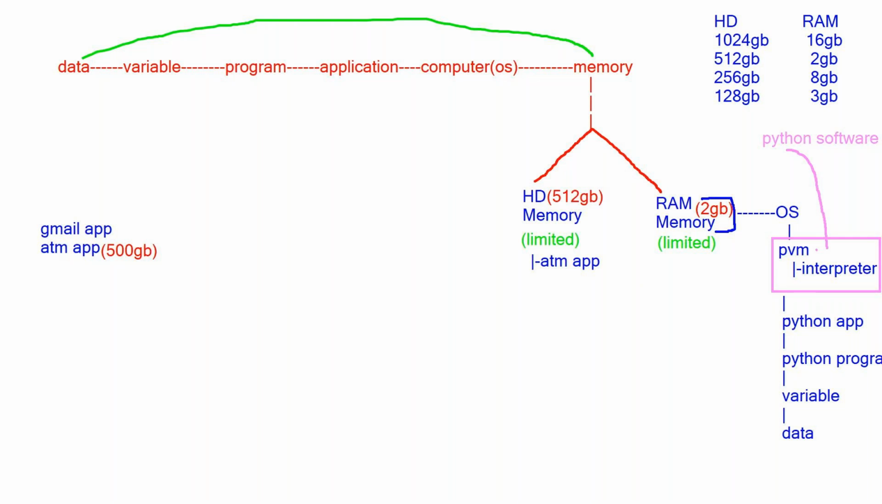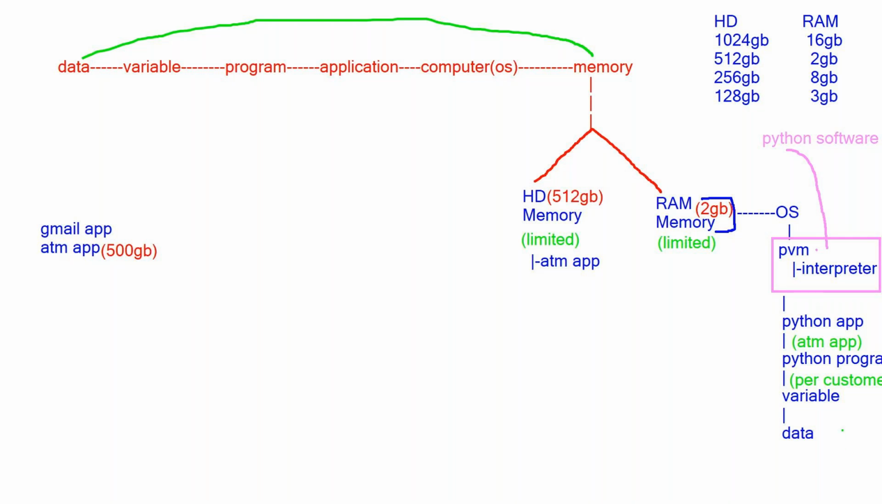So whenever we request the Python virtual machine to execute a Python application, here it is the ATM application. The ATM application contains so many customers' related data. Per customer, the related data will be stored through different variables, and those variables are going to store the data of that customer.